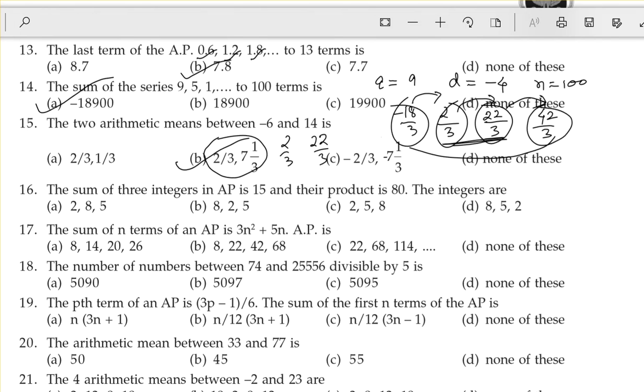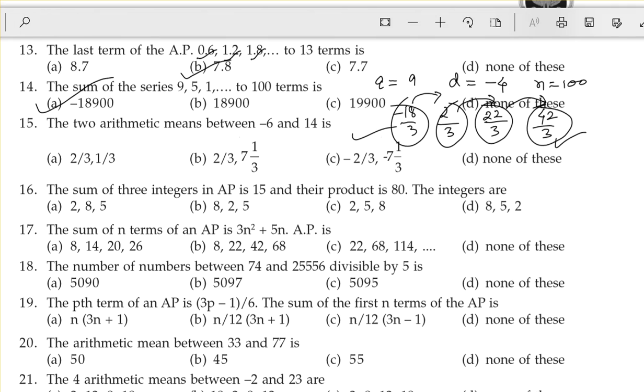Suppose we have to insert five numbers between these, then we will have a total of seven numbers, two at the extremes and five arithmetic means inserted. They will collectively form an AP. When arithmetic means are inserted, they form an AP. When geometric means are inserted, they form a GP. Okay, that is the basic concept, basic understanding.